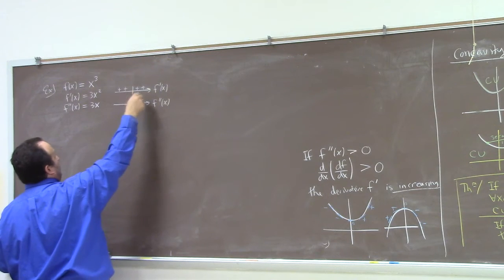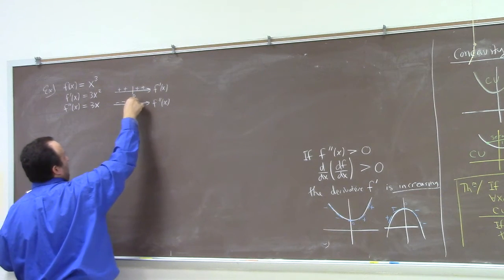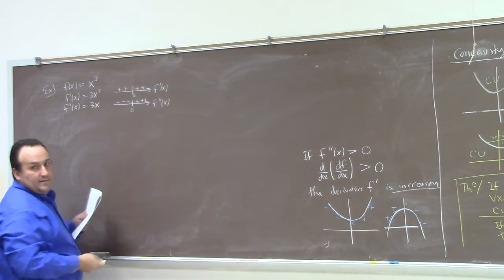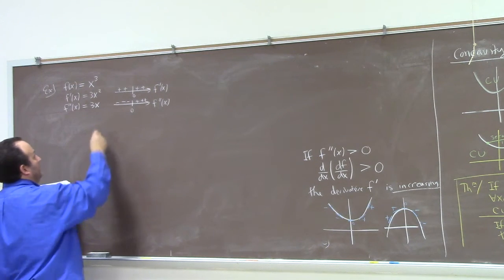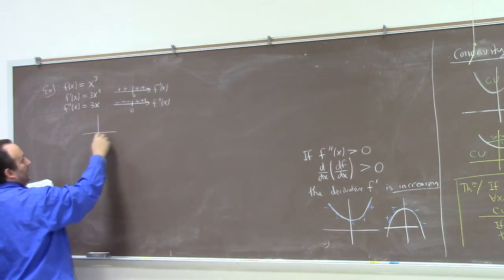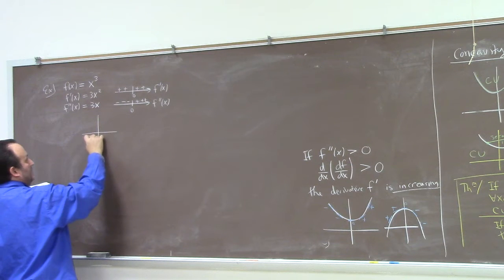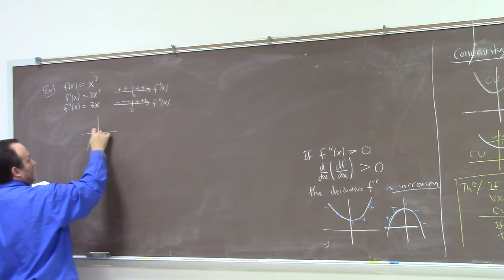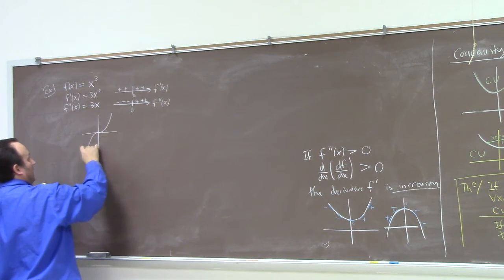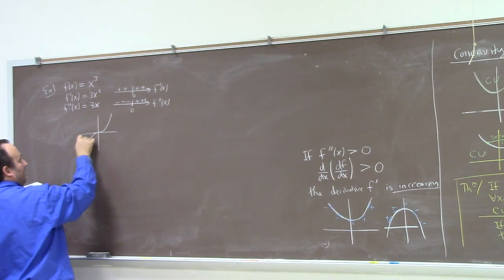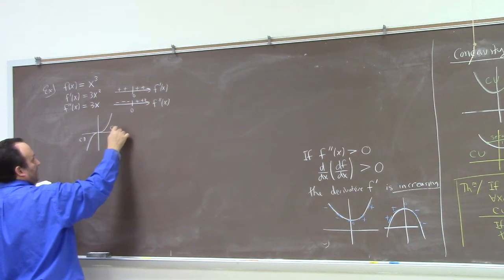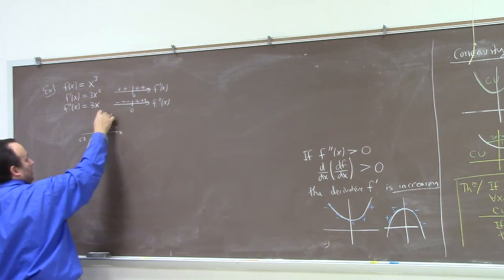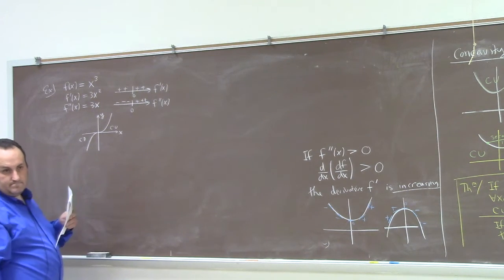On the other hand, here we go negative, positive, right? And so this is the cubic. It's concave down, hits 0, and becomes concave up. All right.